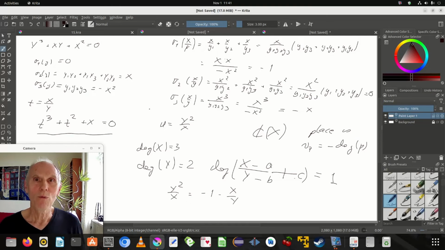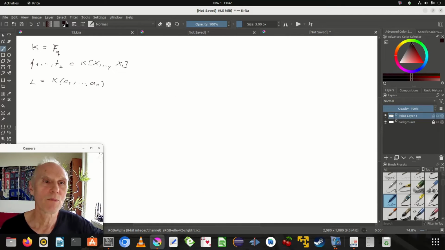So, while I was doing all that work, I think I found out how to solve problem 15. By the way, we have the base field, a finite field where Q is a prime power. Then we have K polynomials in N independent variables. And then we have a point where A lies in algebraic extensions of K, and they generate an algebraic extension L.